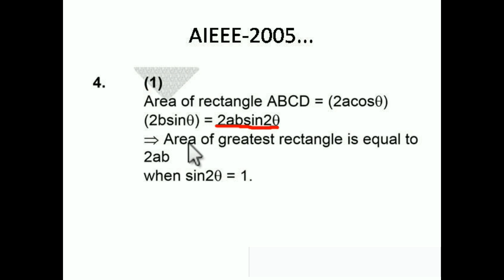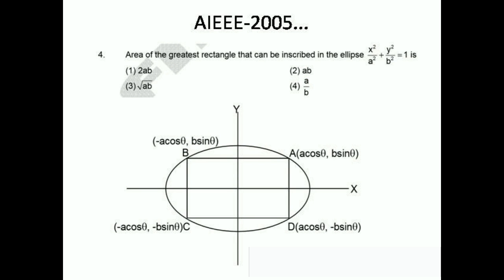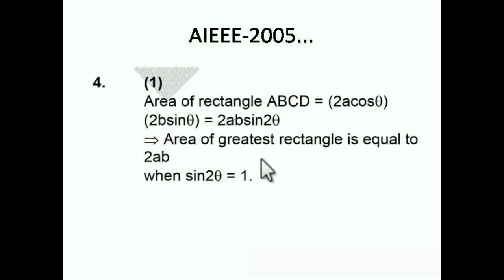Now they say that the area of the greatest rectangle is equal to 2ab. We all know that the area of the greatest rectangle is equal to 2ab. Why? Because the maximum value of sin 2 theta is 1, since the range of sine is from -1 to 1. So the area of the greatest rectangle is 2ab. Very simple thing. This is a very good sum.